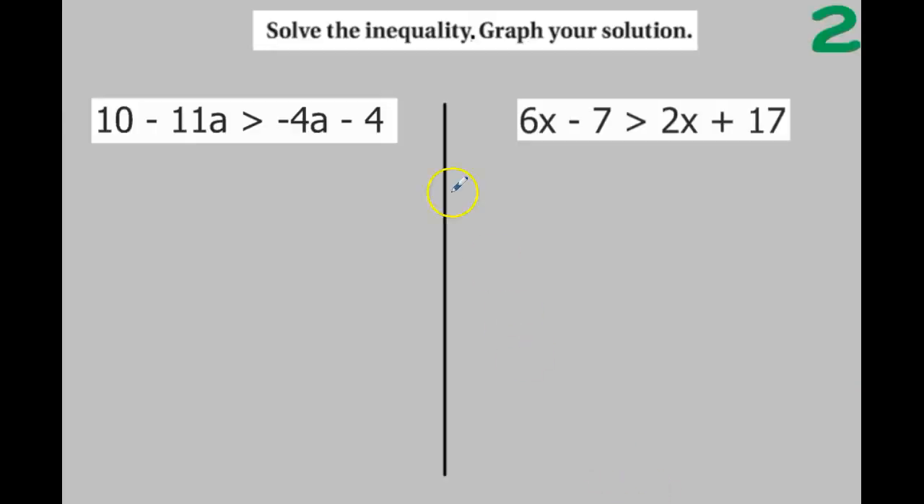Let's try a couple more multi-step equations before we add one extra little piece. And this one is a little bit different because we have a's on both sides. It doesn't really matter which one you move, but I like to move the one that's more negative so we end up with a positive number. So I'm going to move this to the other side by adding 11a.